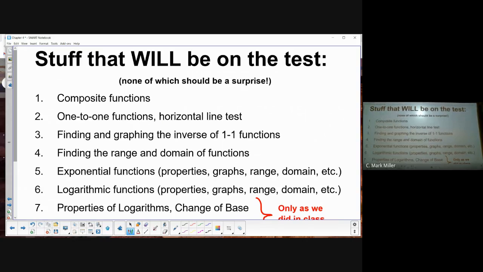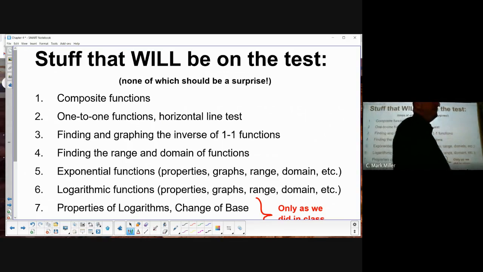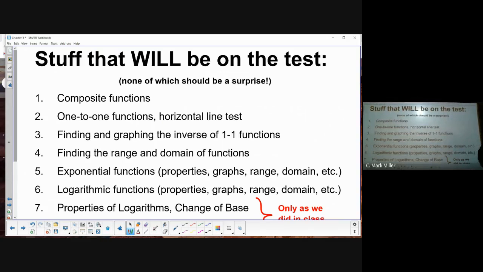Stuff that will be on the test. All right. We are coming in on the end of chapter 4. Today is Wednesday. We're going to finish chapter 4 on Friday. So we're going to call this test for next Wednesday. I'll give you enough time. That is the 14th. So chapter 4 test.